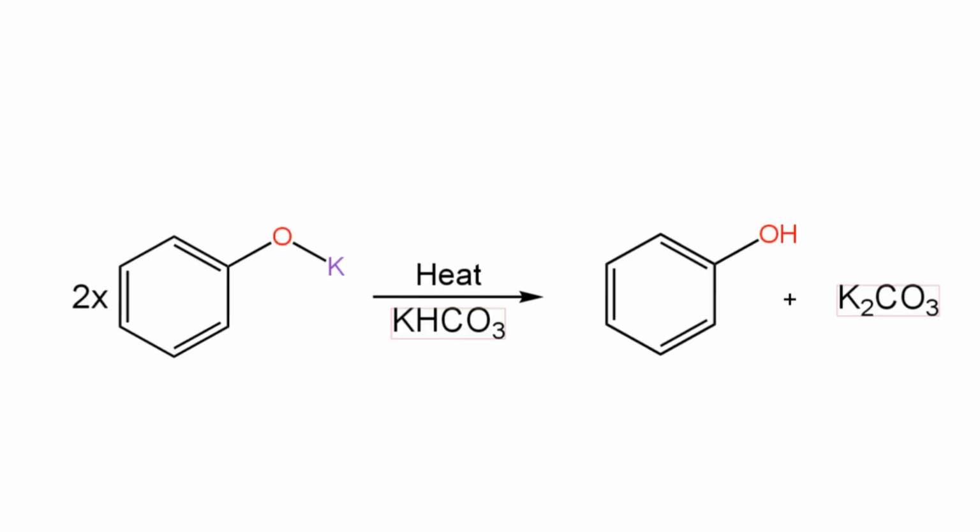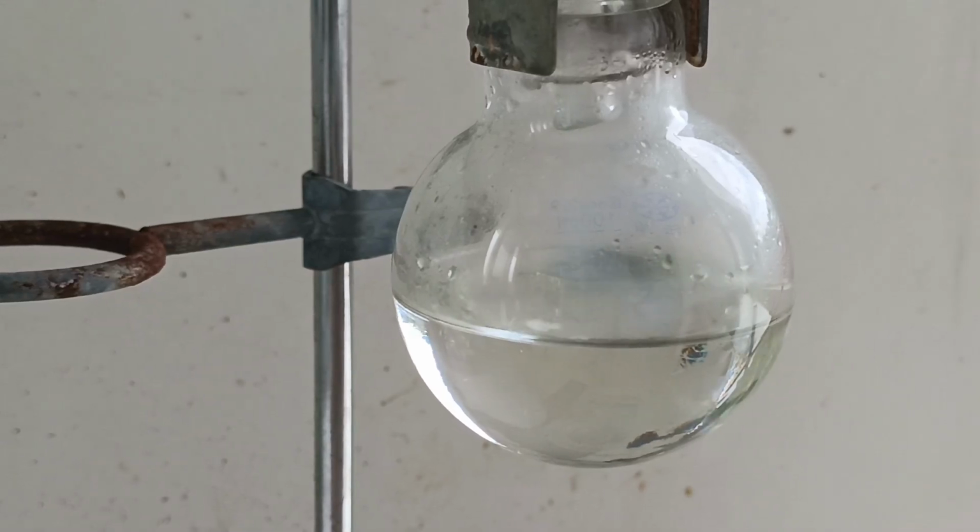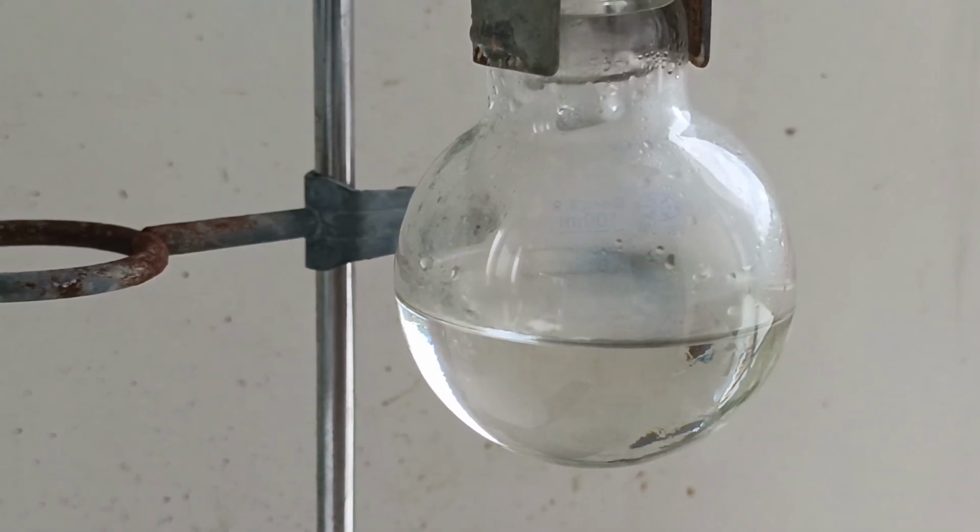The potassium phenoxide then reacts with the potassium bicarbonate that we formed earlier to form phenol and regenerating the potassium carbonate. In the meantime, the copper carbonate that we formed earlier turns back into copper oxide due to thermal degradation, releasing CO2. As you can see, both our catalysts have been regenerated. The process then repeats and all the phenol is boiled out into the collection flask.